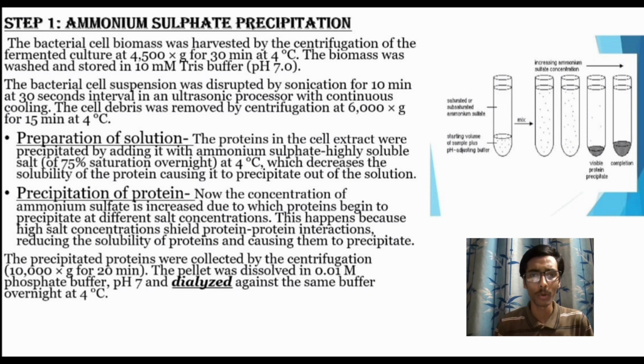The precipitated proteins are then collected by centrifugation at 10,000 g. The pellet is dissolved in 0.01 molar phosphate buffer at pH of 7 and dialyzed against the same buffer overnight at 4 degrees Celsius.